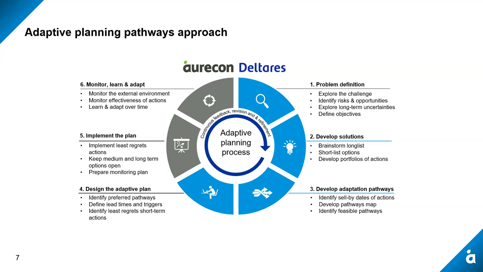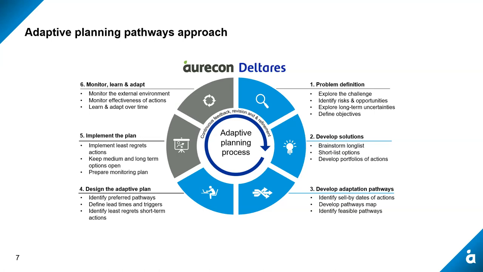And from that, you can create a pathways map. So it's effectively a number of sequences of actions that you can take to deliver the level of service or the outcome that you require while responding to different futures as they may unfold.